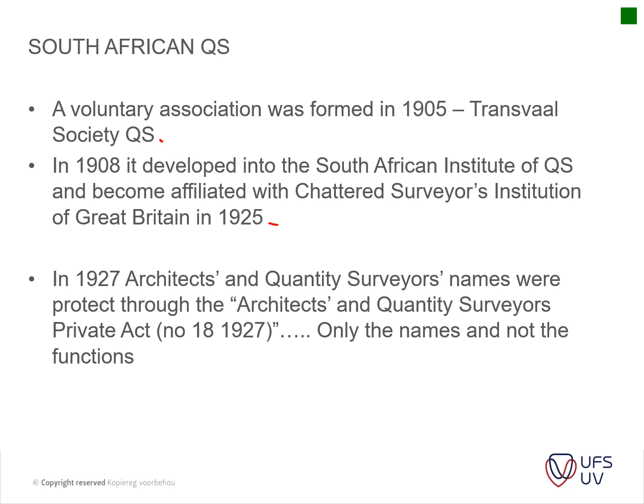In 1926, architects' and quantity surveyors' names were protected by the Architects and Quantity Surveyors Private Act, only the names and not the function. Okay, so you could still practice as a QS or an architect, although you didn't use the term architect or QS. Okay.